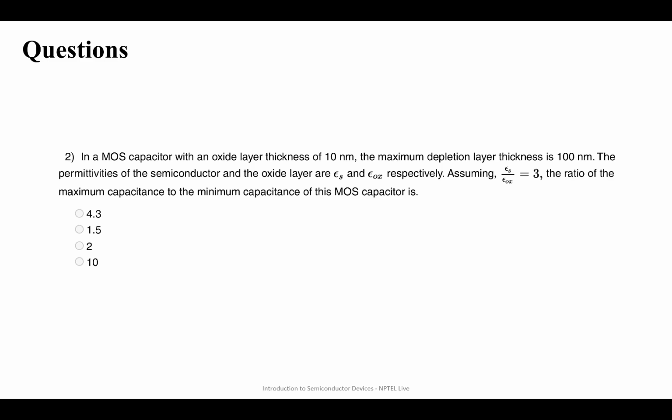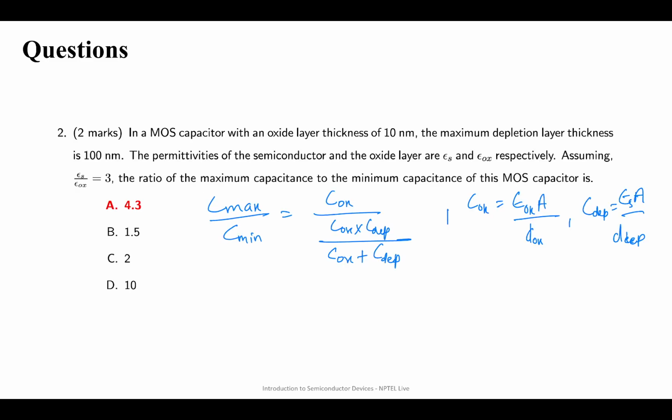So when you are in accumulation, you only have your oxide as the dielectric, but when you are in inversion, you have your oxide dielectric plus your depletion layer also acts as a dielectric. So the answer to this will be 4.3.